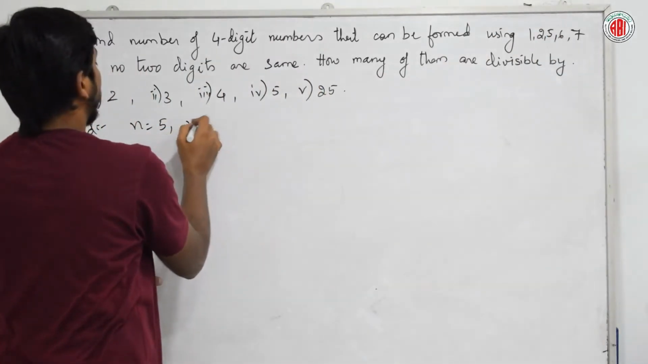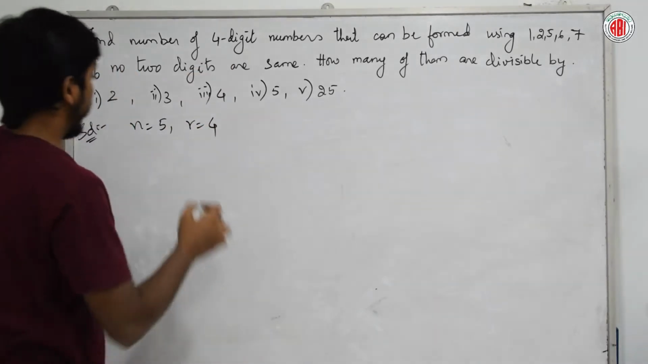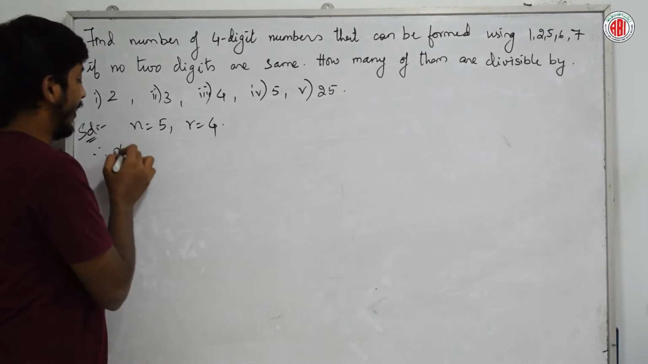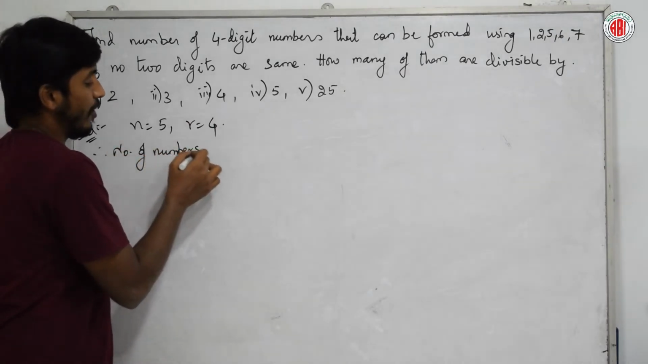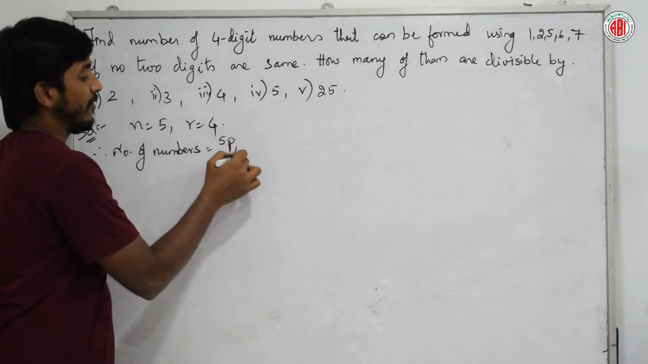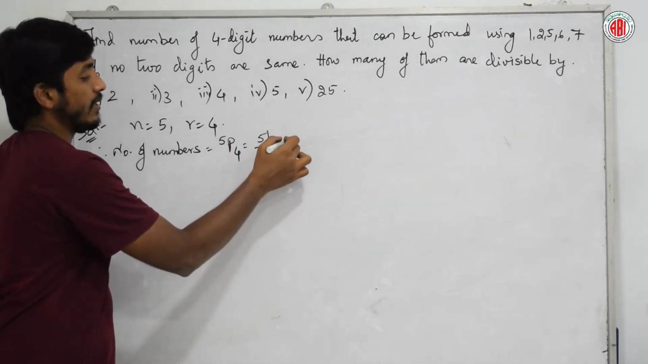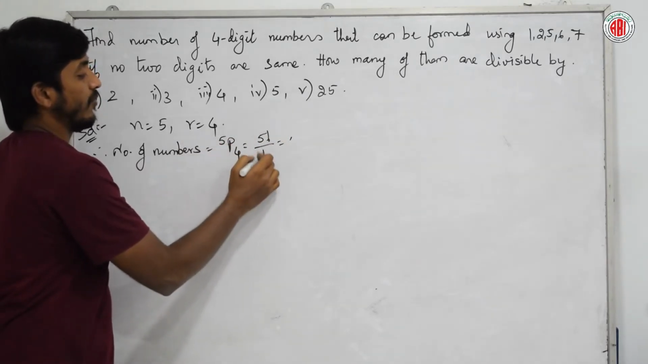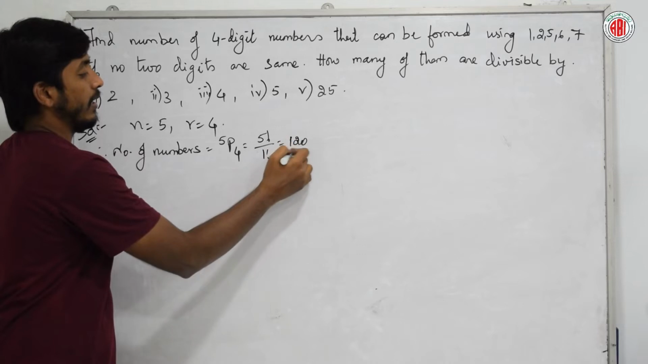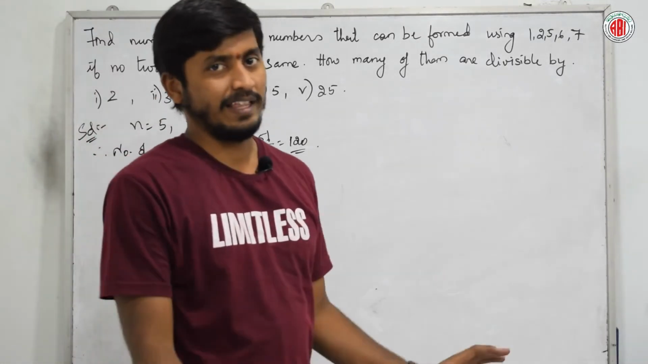How many digit numbers do we need? 4-digit numbers. So the number of numbers formed can be nothing but 5P4, which is 5 factorial by (5 minus 4) factorial, which is 120. Done. So the discussion is done for that question.